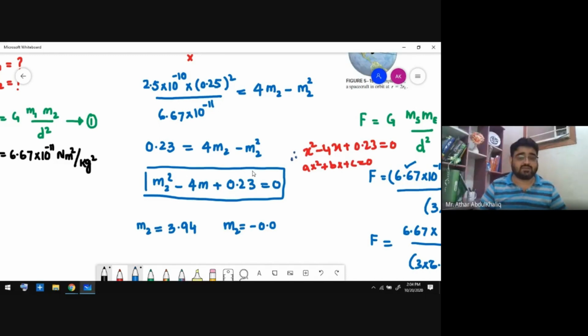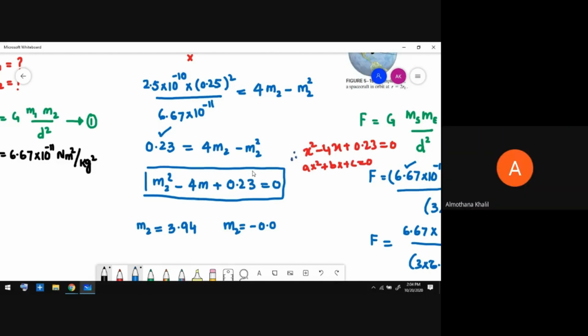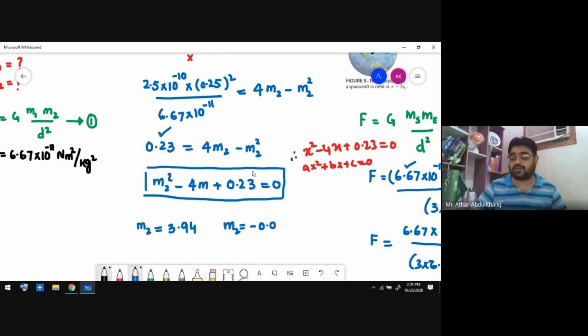Okay, see again. Multiply 2.5 times 0.25 squared divided by 6.67 times 10 to the power... I think it is 0.23. You can check it out. It is correct, 0.23. How many powers of 10 do we have at the end? Positive 1, because 10 to the power negative 1 goes up and will be positive. So 0.23 is the perfect answer. So we have two positive answers. No problem for that.